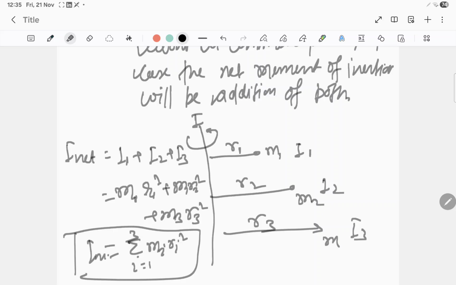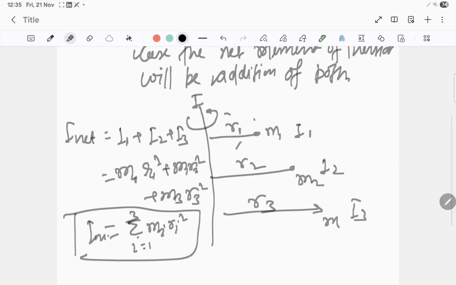I hope you are able to write about the moment of inertia. So this is a perpendicular. Whenever we take an r, this r is nothing else but the perpendicular distance. Now we want to take some questions on moment of inertia. As the basics of moment of inertia are clear, now we should move to the questions. Let us take some questions.